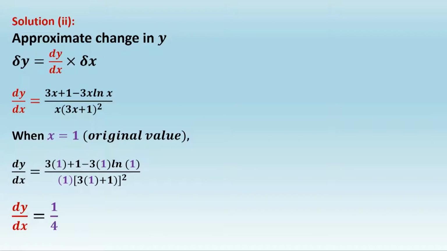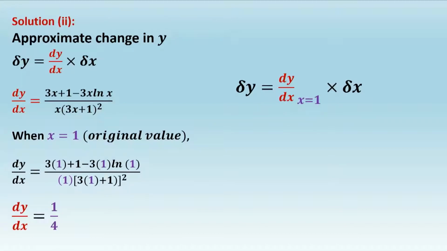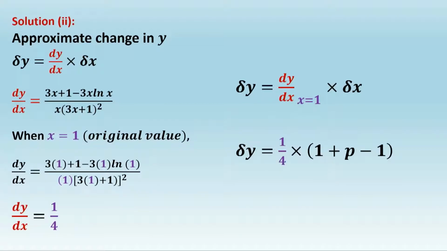We rewrite our delta y, which is equal to dy by dx at x is equal to 1 multiplied by delta x. Substituting the values, we get delta y equal to 1 over 4 multiplied by 1 plus p minus 1. Simplifying this, we get p over 4, which is the change in y.